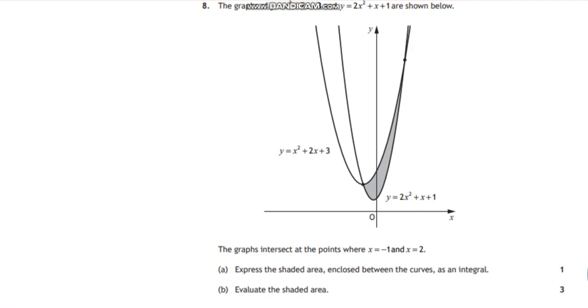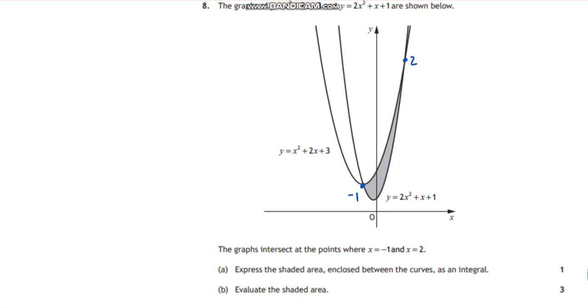Okay, question 8. So you should see a shaded area and instantly think it's integration. Okay, so the first bit is to write down our integral. And they've been quite helpful. They've told us the limits. They've told us that x is equal to -1. And they've told us that x is equal to 2.